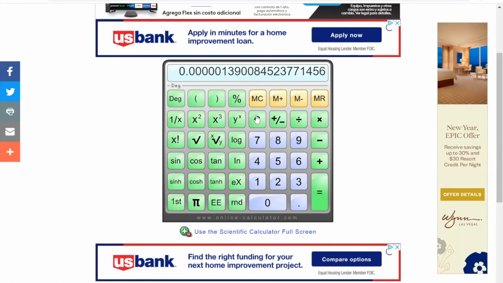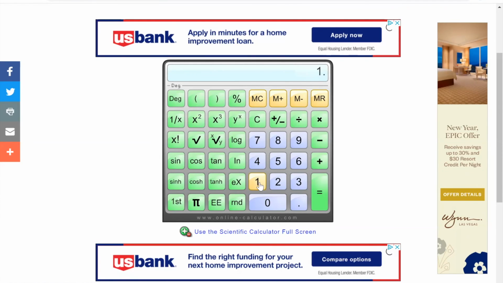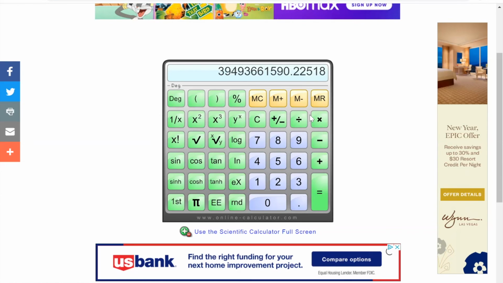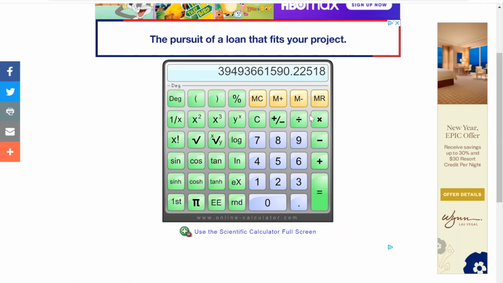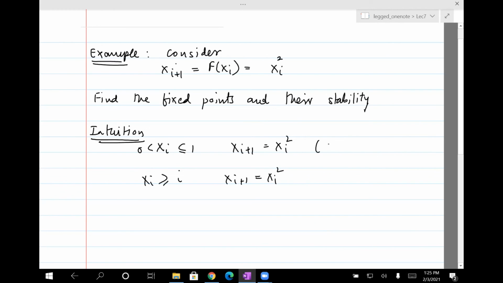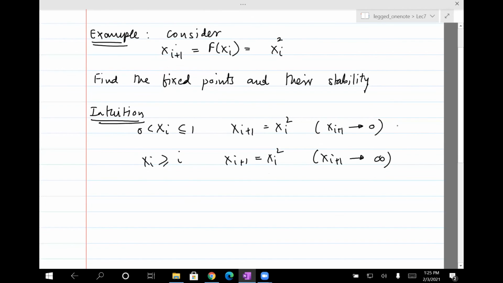Now if we choose x_i greater than 1, let's start with 1.1 and then do the square, and you can see that it's growing. The square of that is 1.46, 2.14, 4.59, and then it just blows up, just goes to infinity. So you can clearly see the behavior of this function: if it's between 0 and 1, it converges to 0. If it's greater than 1, it diverges, actually becomes infinity. In one case x_{i+1} tends to 0, in this case x_{i+1} tends to infinity. So we can say that this is stable, this is unstable.